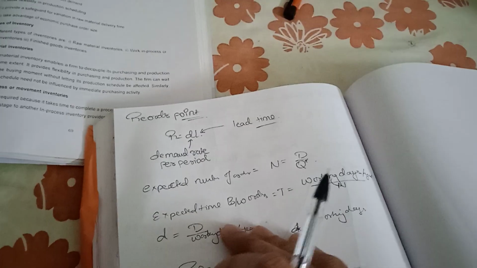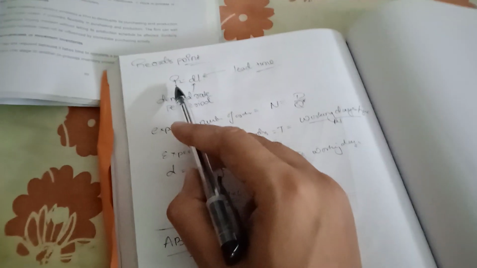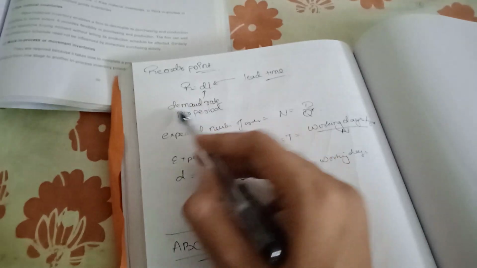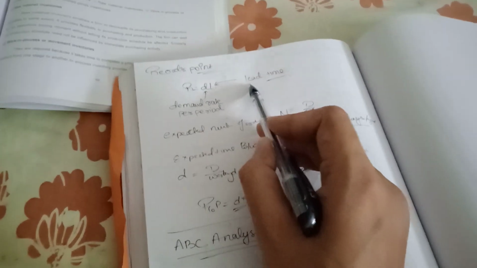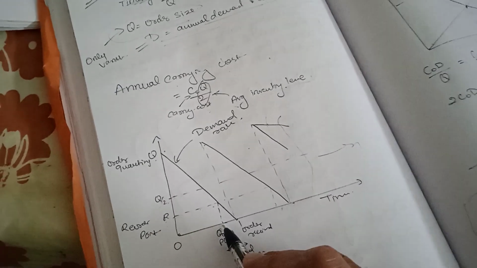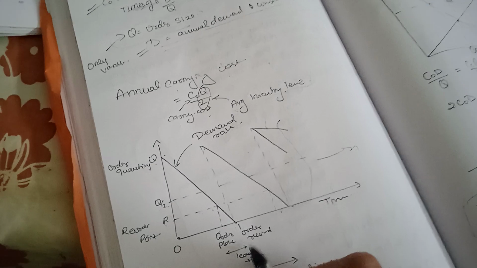Now I talked about when we are going to make the reorder. Here I told you that we have to make the reorder. Now the point comes: at what point are we going to make the reorder? So R is equal to d into L, where small d is the demand rate per period and L is the lead time. So what is the lead time? Lead time is the time from when we make the order till we receive the order.